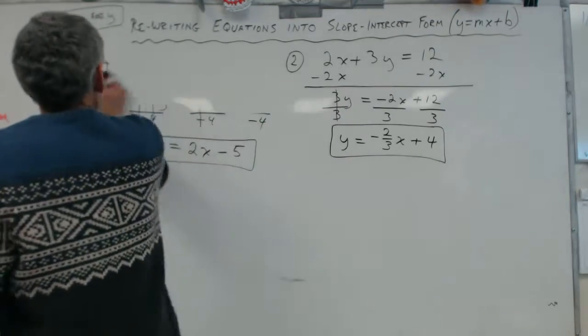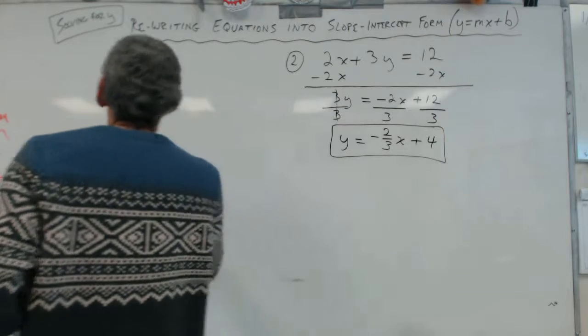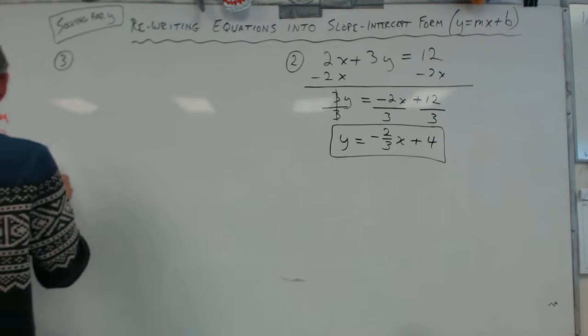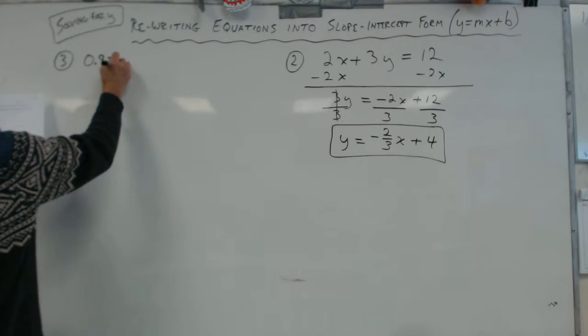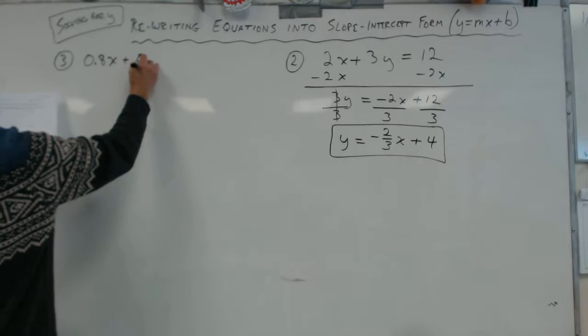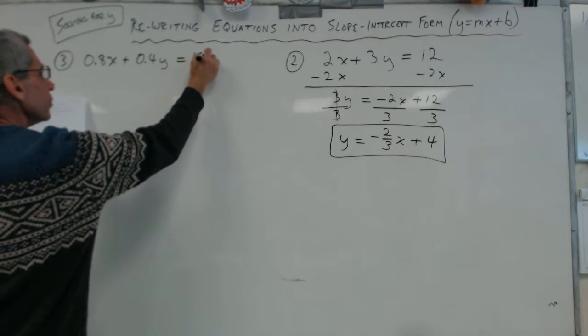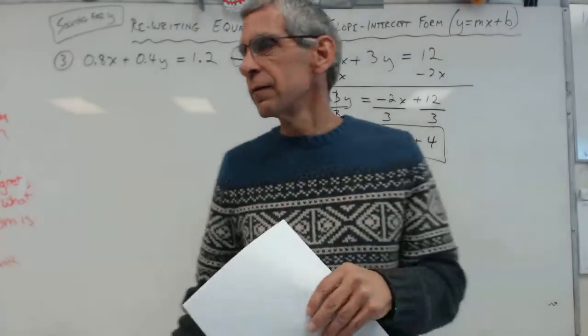Okay, let's do number 3. Now we're going to get a little harder. Let's do this one: 0.8x plus 0.4y is equal to 1.2. Decimals are not so hard, guys.